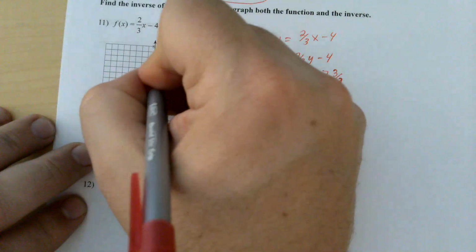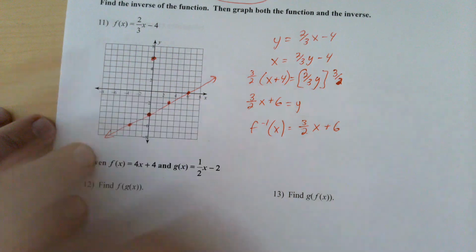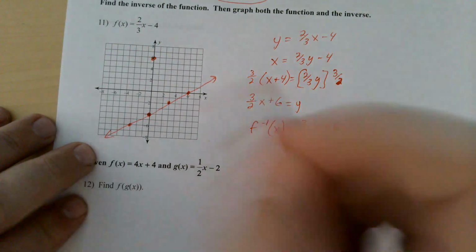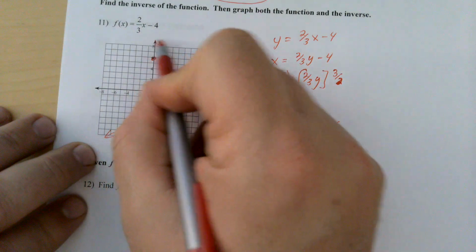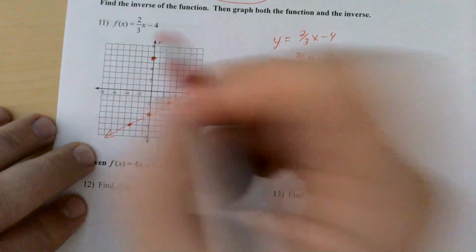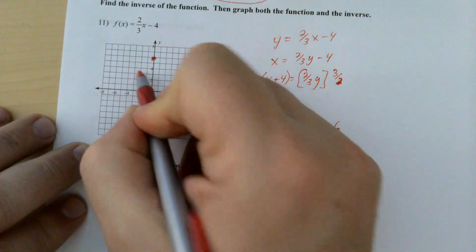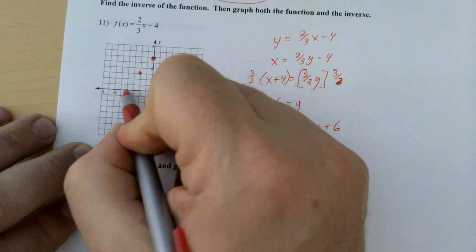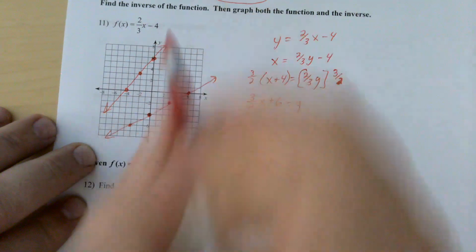So we have this dot, which should make sense. This is 6, 0. Well, my inverse has the point 0, 6. Okay. My slope, I don't have quite enough room to go up 3 and over 2. So I'm going to go down 3. 1, 2, 3, and over 2. Okay, down 1, 2, 3, over 2. That's enough to see the inverse.